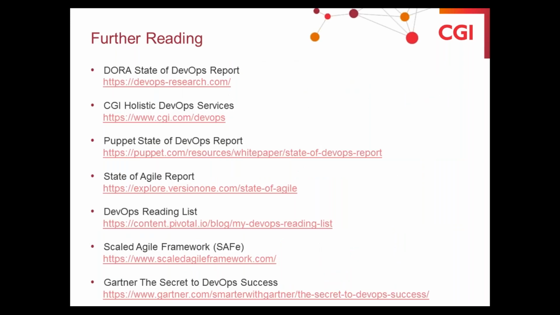Further reading, again, there's lots of places to look. DORA is always good, the DORA State of DevOps report. CGI has our own holistic approach to DevOps and our services. Puppet State of DevOps report, I mentioned a few times. State of the Agile report, there's a nice DevOps reading list there. Scaled Agile Framework, again, lots of people love and hate Scaled Agile Framework. I think there are a lot of benefits to it, and Gartner as well.